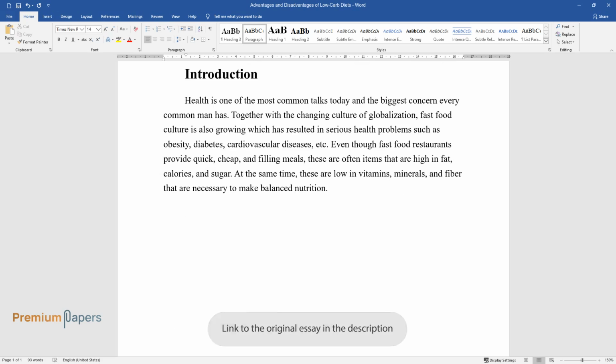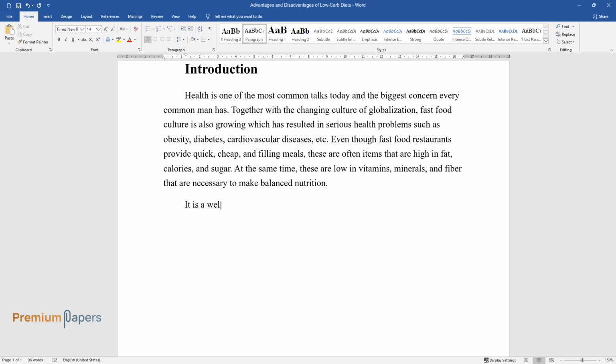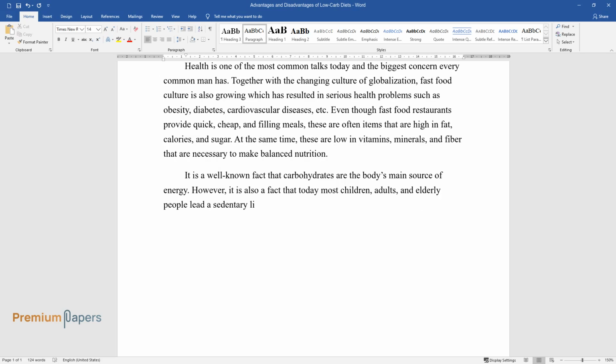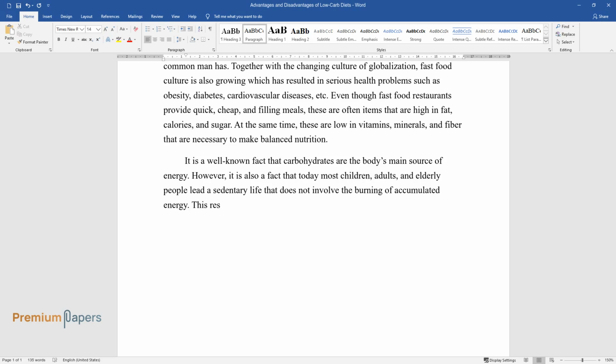balanced nutrition. It is a well-known fact that carbohydrates are the body's main source of energy. However, it is also a fact that today most children, adults, and elderly people lead a sedentary life that does not involve the burning of accumulated energy. This results in the conversion of carbohydrates into fats that are responsible for increasing body weight.